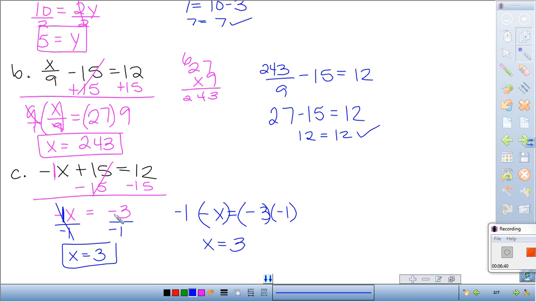So remember, you can do anything you want to an equation as long as you do it to both sides. Either dividing by negative 1 or multiplying by negative 1, you still get x is 3. And then we can check it by substituting it in. So it's negative x, and x is 3, plus 15 equals 12. Negative 3 plus 15, they have different signs, subtract. 15 minus 3 is 12, and 12 does equal 12. So we solved correctly.